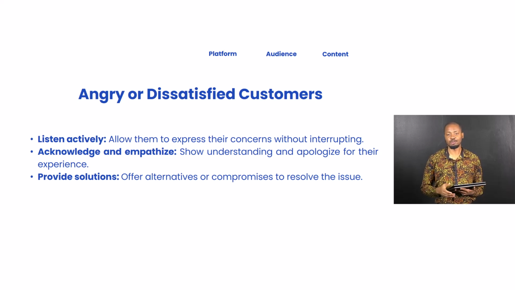Don't allow them to trigger you. You have to allow them to express their concerns without interrupting. Why you are doing this is for you to understand clearly what their problem is. For instance, you are managing a website and the customer is telling you the website is not working.